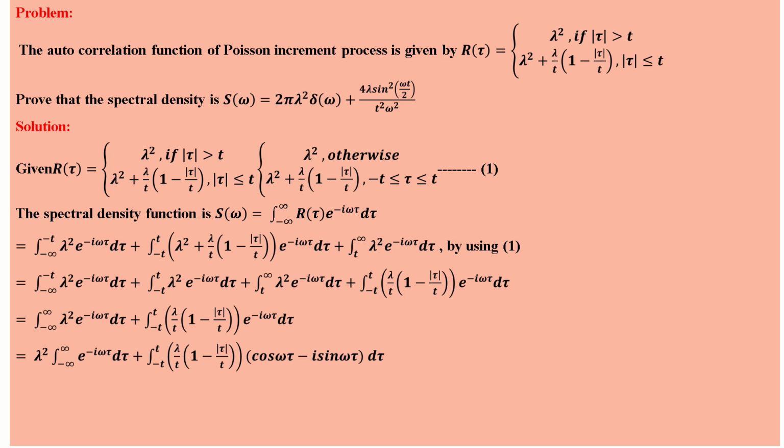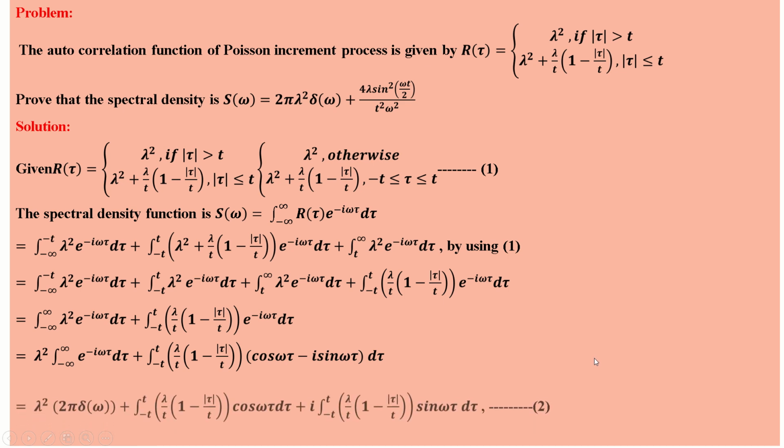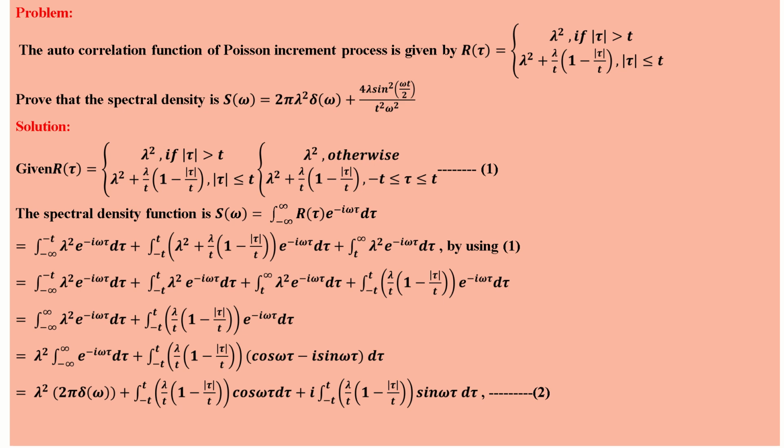Since λ² is constant, I am taking λ² outside the integral. So you will get λ² times the integral from −∞ to +∞ of e^(−iωτ) dτ, plus the integral from −T to +T of (λ/T)(1 − |τ|/T)(cos ωτ − i sin ωτ) dτ, because e^(−iωτ) is equal to cos ωτ − i sin ωτ, by de Moivre's theorem. We know the value of the integral from −∞ to +∞ of e^(−iωτ) dτ is nothing but 2πδ(ω), right?